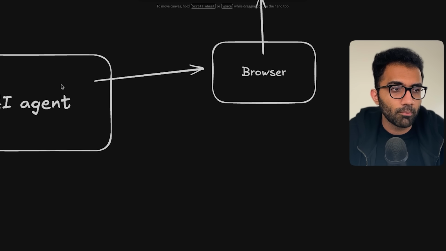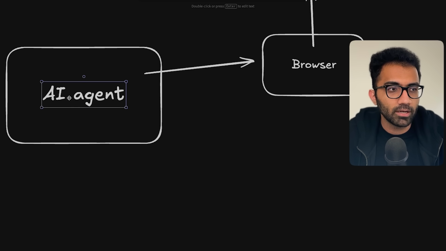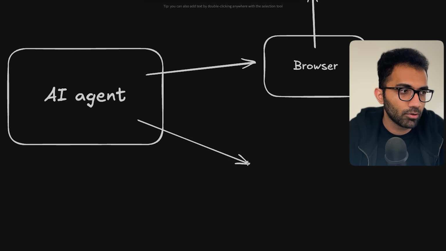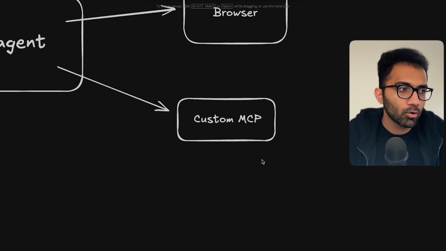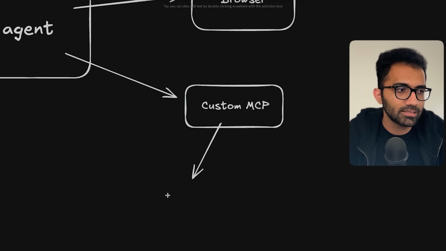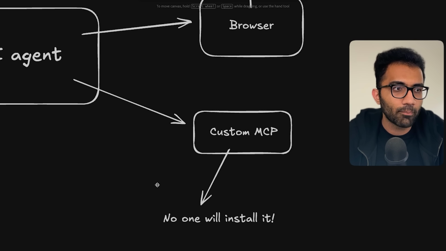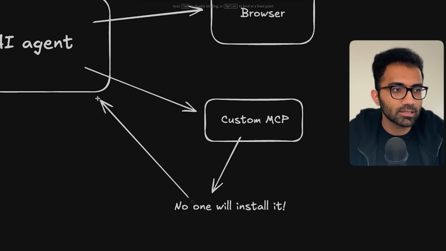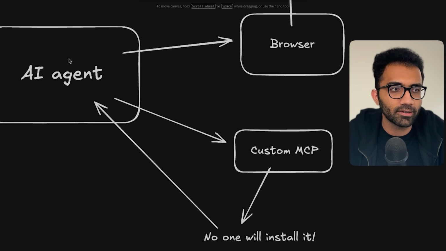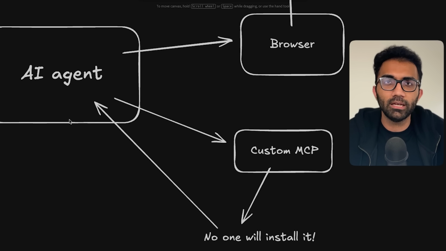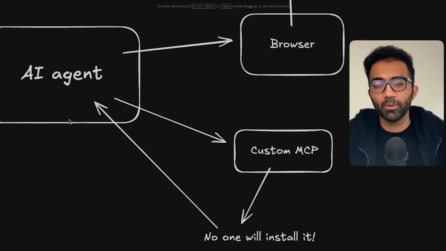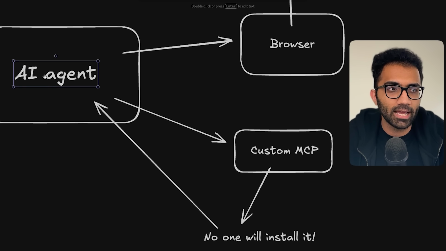The second way that you can make this AI agent perform properly on your website is if you have your own custom MCP, right? Now the drawback here is that realistically, no one will install it. Nobody will go ahead and install this custom MCP server that you have created inside their own AI agent, because it's manual, it takes time, and there's only a limited amount of space or information that you can have inside your AI agent, right?